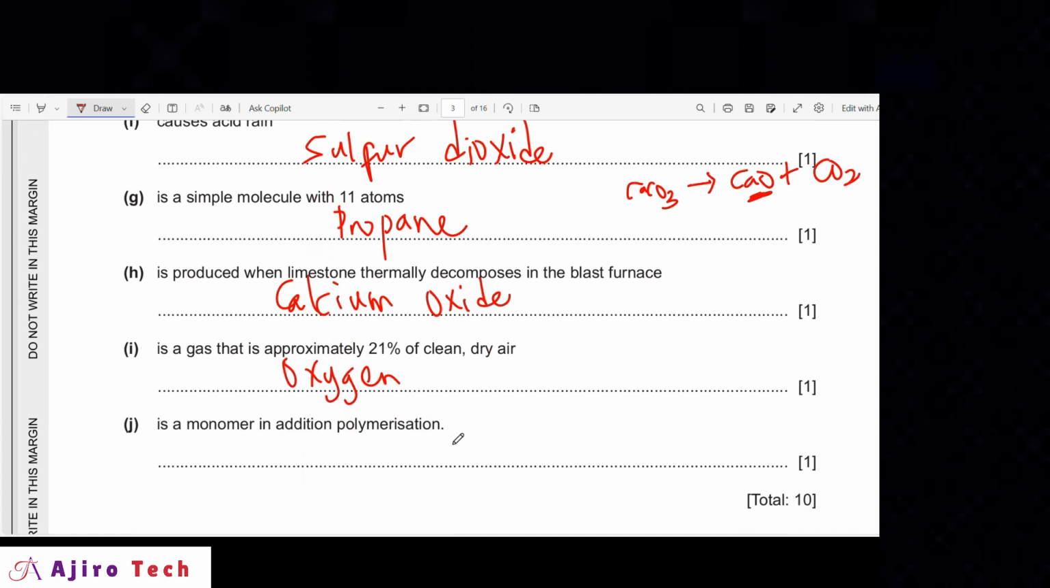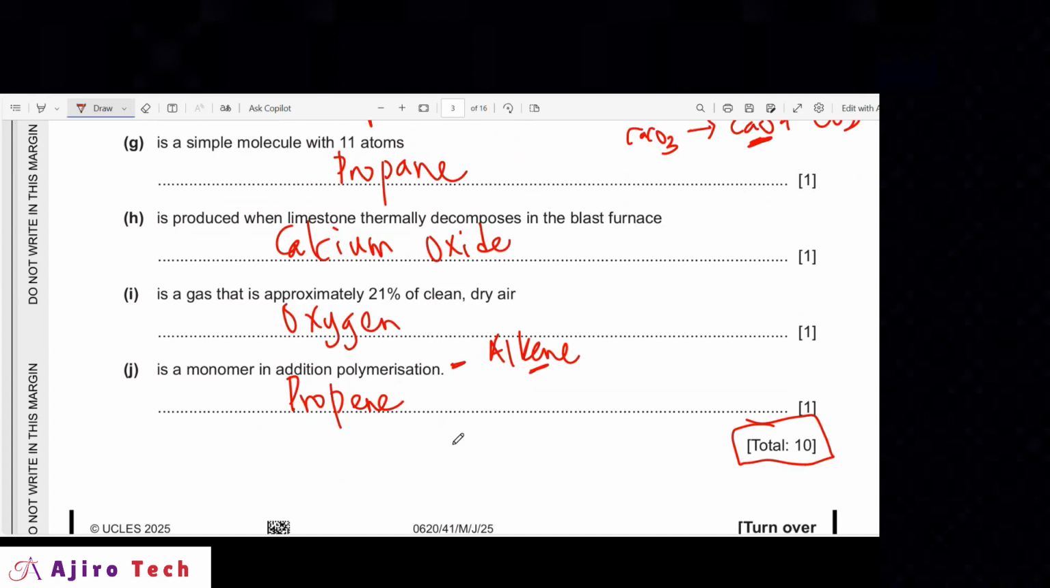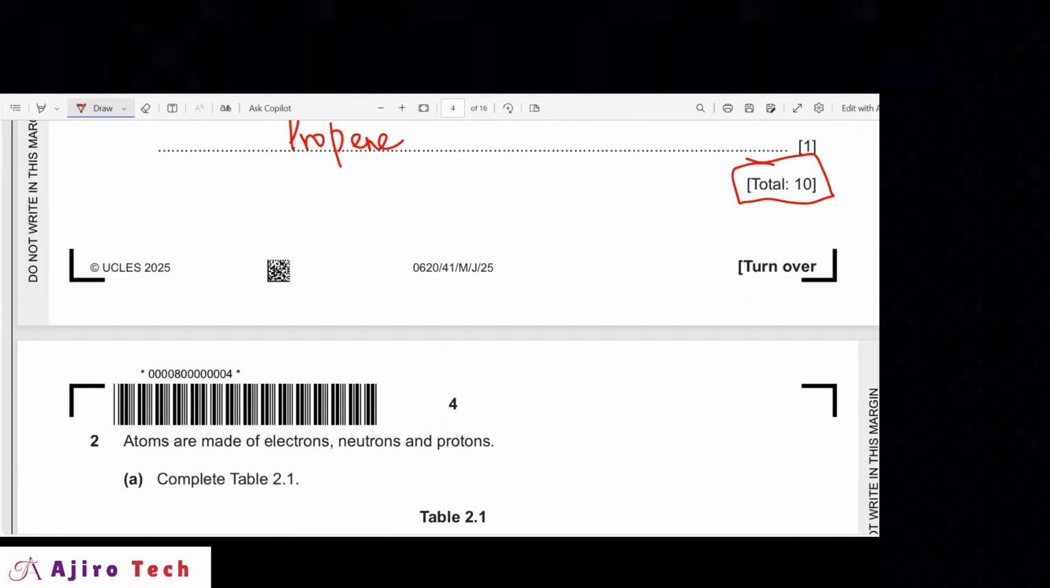It's a monomer in addition polymerization. Now, for it to be a monomer in addition polymerization, it has to be an alkene. Only alkenes can basically undergo addition polymerization according to the syllabus. So we look at our options, we see that propene is the only alkene in that option. All right, and that gets you very easy 10 marks. All right, so let's move to the next set of questions.